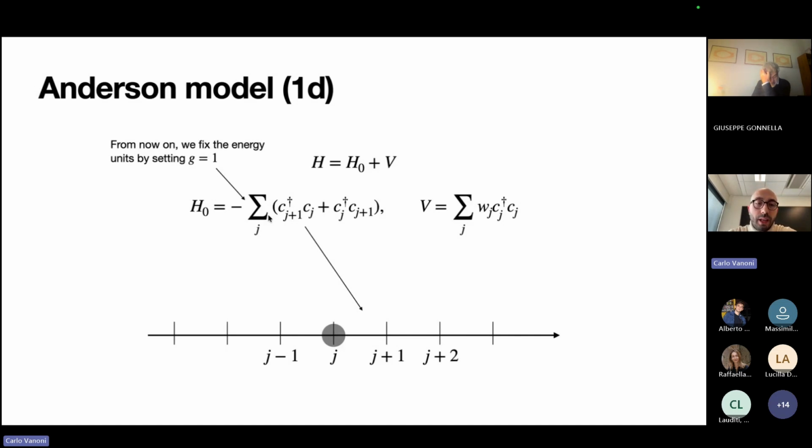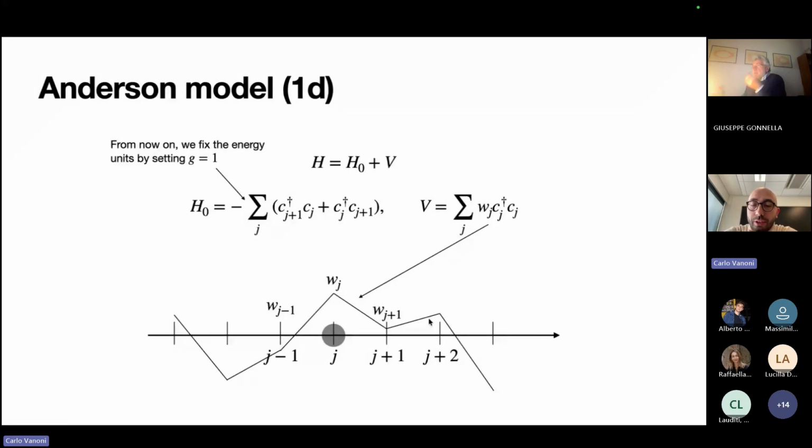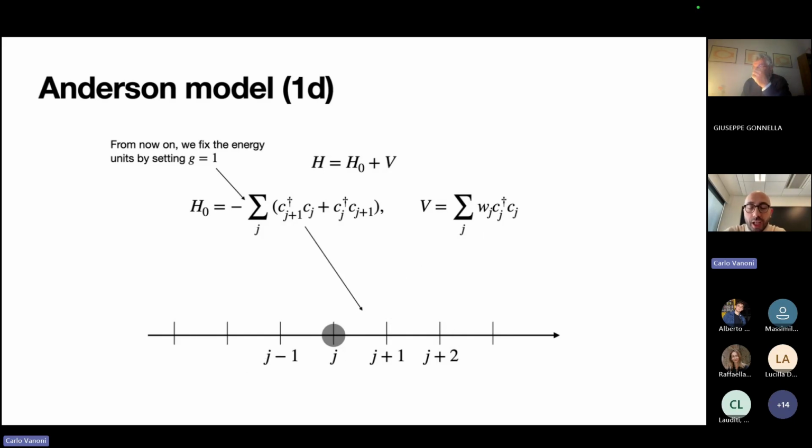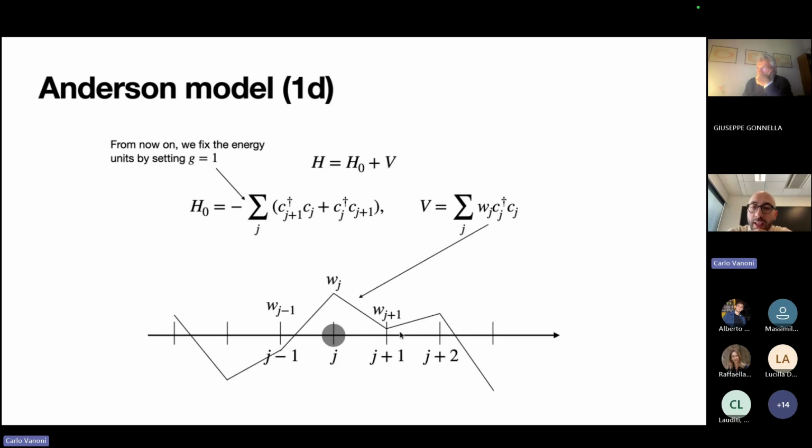And so what this H0 gives is simply a particle that can move back and forth. And then you put on top a potential, which is a disordered potential. So basically these operators, C dagger and C, are creating and destroying a particle at a given position. So if your particle is sitting at site j, the first term moves the particle to site j plus 1. And then the potential is simply giving an on-site value for the energy for that particle. And so the particle is moving in a disordered landscape.